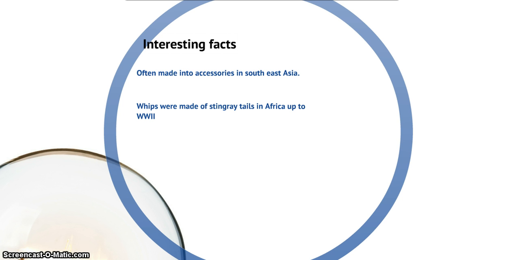There are also records showing that whips were made of stingray tails, large stingray tails, in Africa up to World War II. Some stingrays, especially the eagle stingrays, can grow up to 9.1 meters from fin to fin.